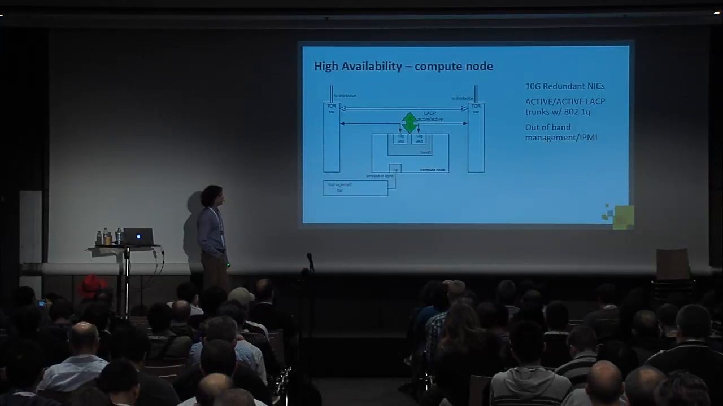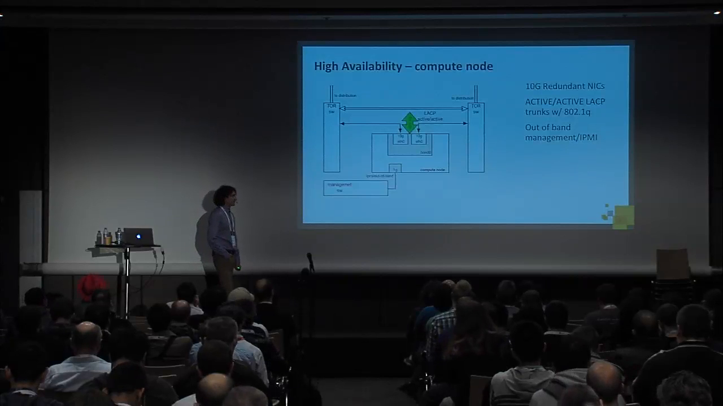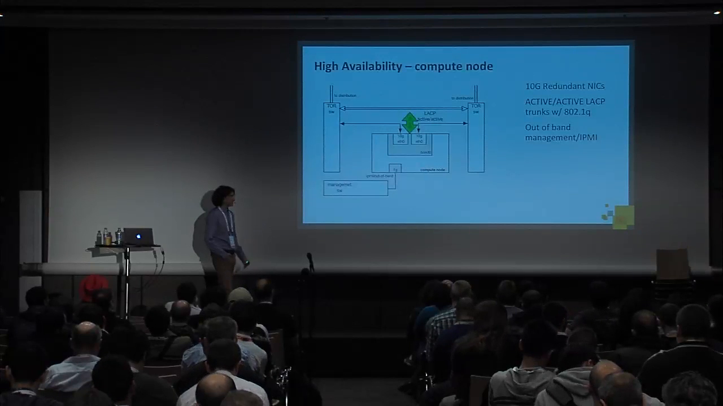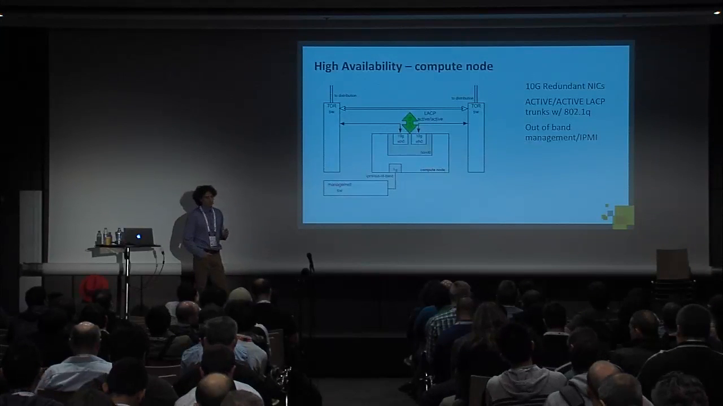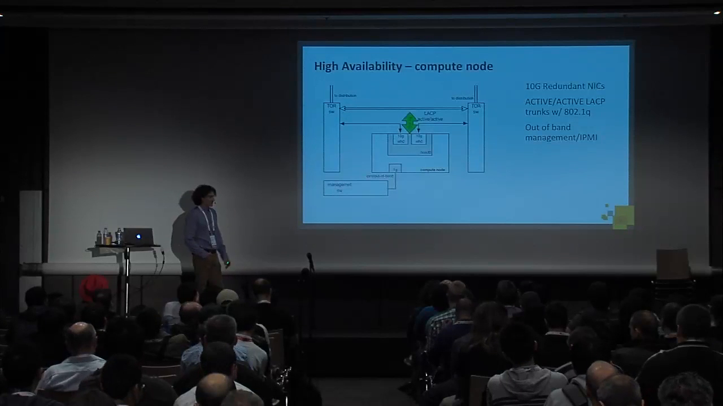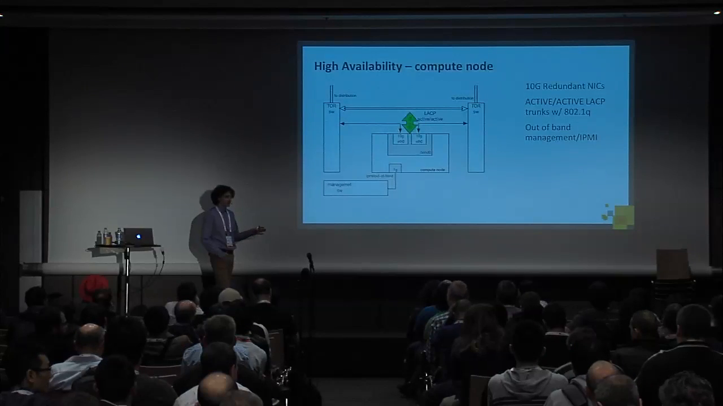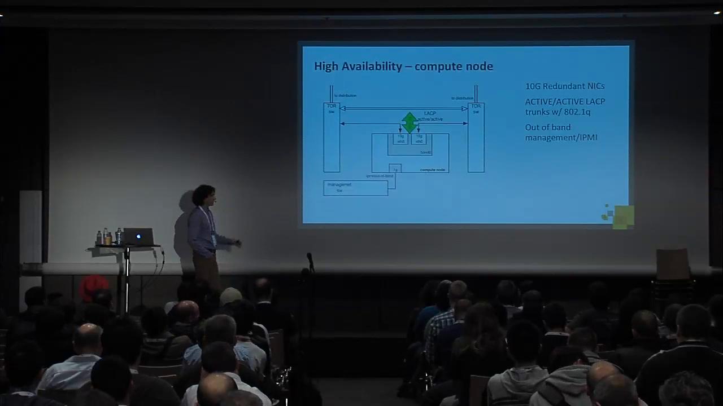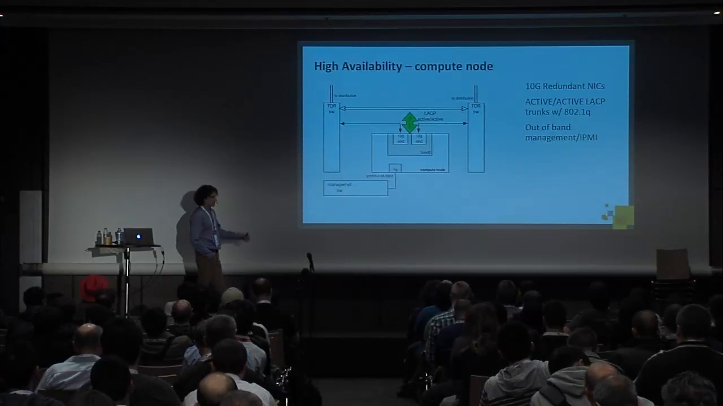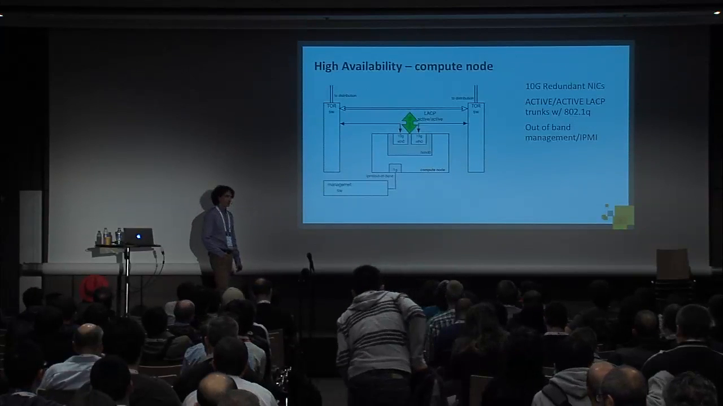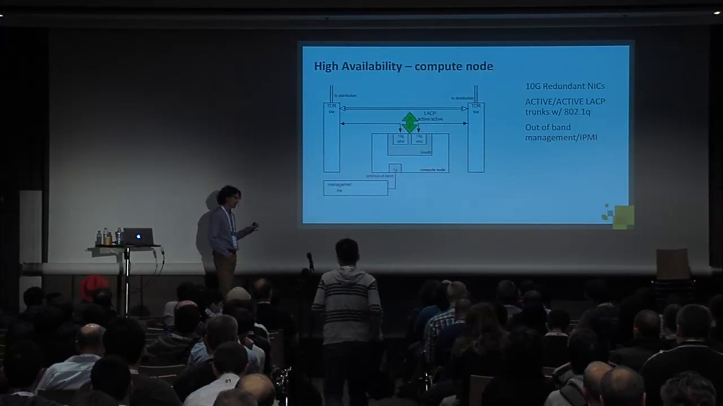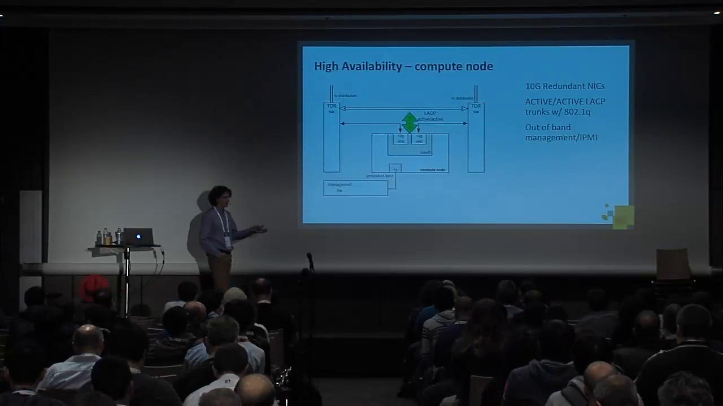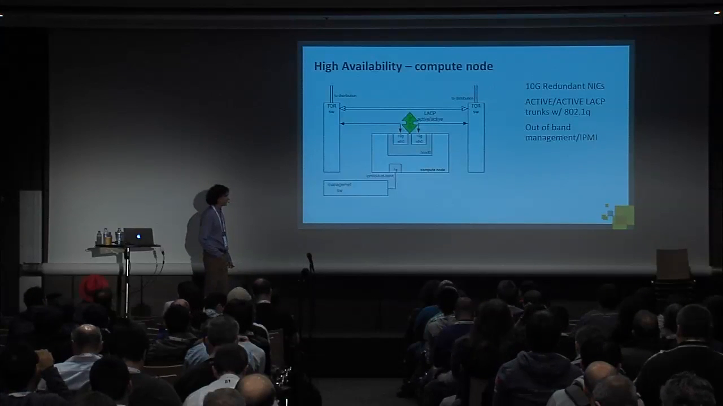As you can see, we're running in an active-active mode with LACP, and we're running trunk ports, sending multiple VLANs to the hypervisors. Again, these VLANs do not span between racks, so they're completely isolated to the rack. Also very important, have your management interface completely separated, so if something goes wrong, you can always go and manage your system there.